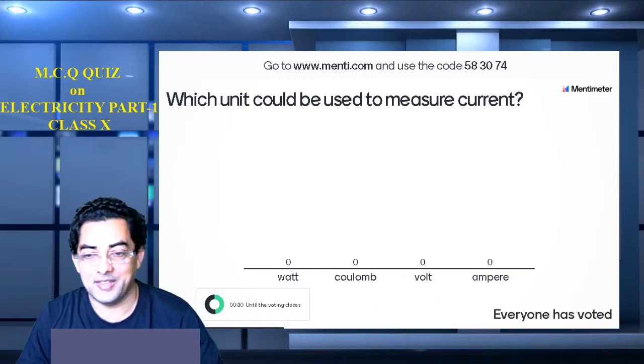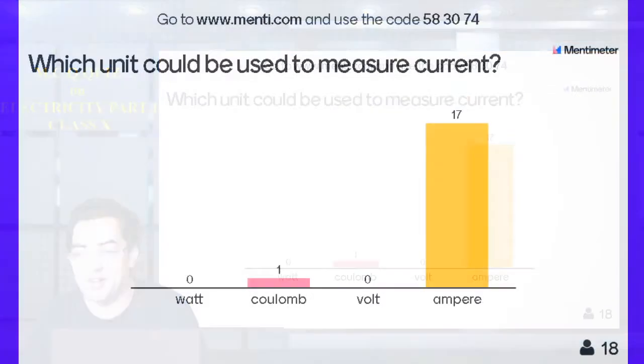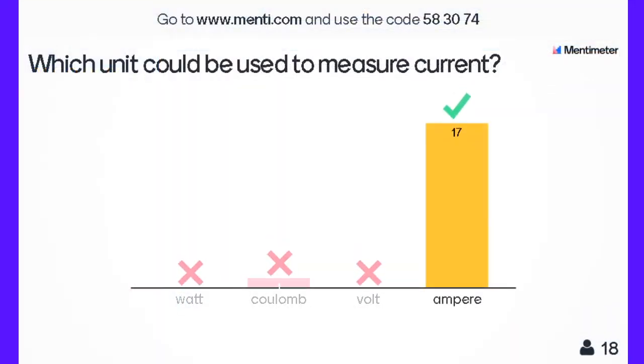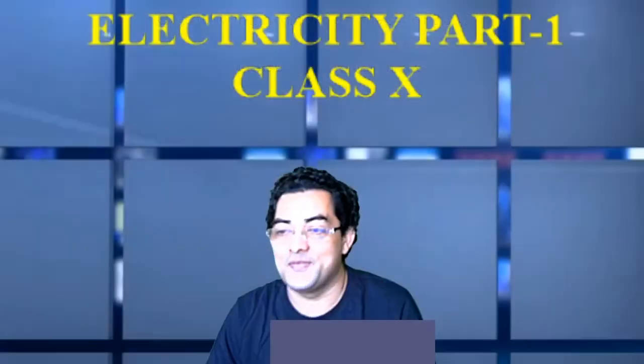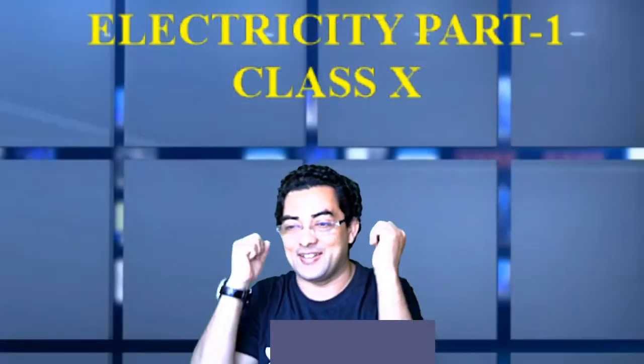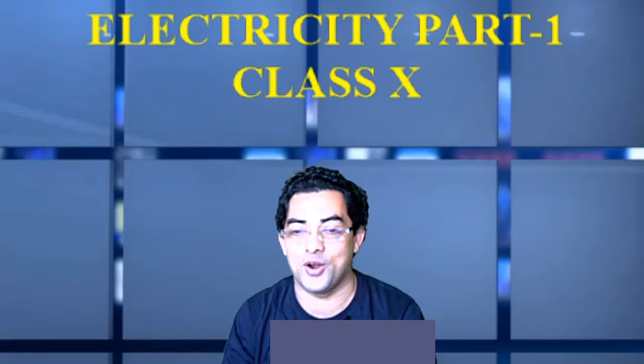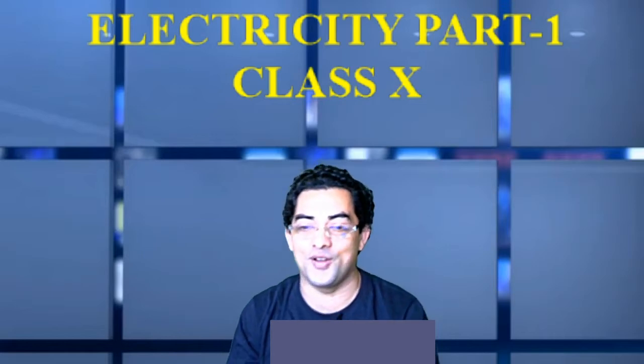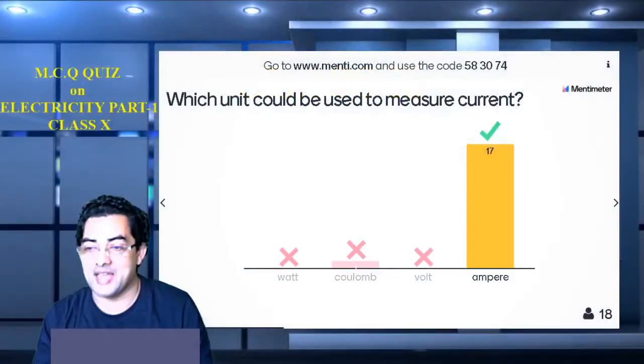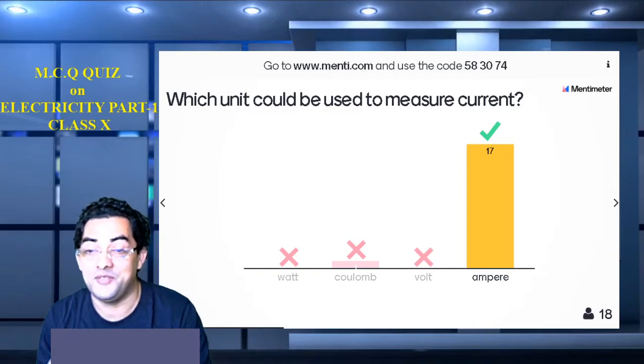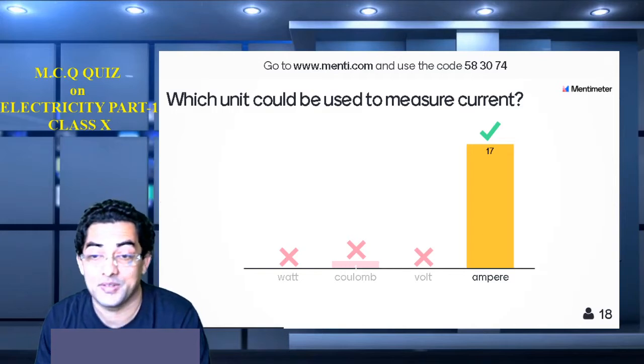Okay, let's see, guys. Everyone has voted and let's see the scores. 17 of you have got it correct. You have cracked it. Wow, 17 of you out of 18. Only one of them went wrong with coulomb as the answer. I don't understand how someone can put coulomb as the answer for this.